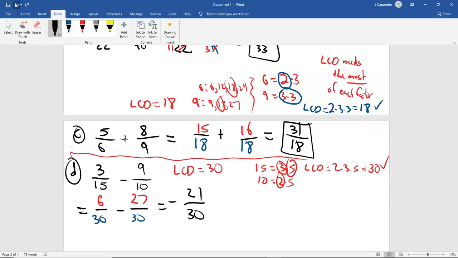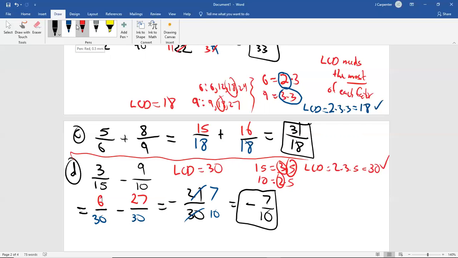because you didn't reduce it. Both of these numbers have 3 in common. 3 goes into 21 7 times. 3 will go into 30 10 times. And we end up with a final answer of negative 7/10. Don't forget that negative. That's another minor issue that people will hyper-focus on the reduction and then forget the negative.